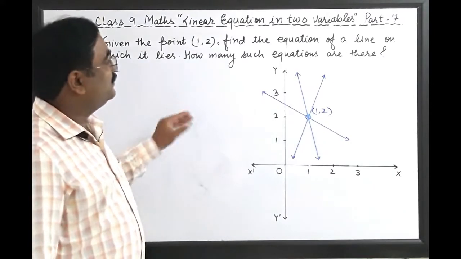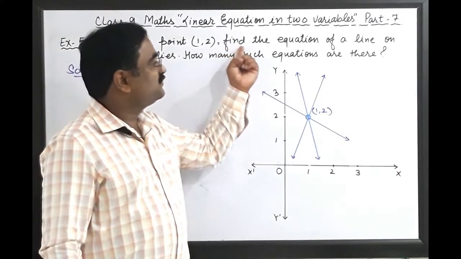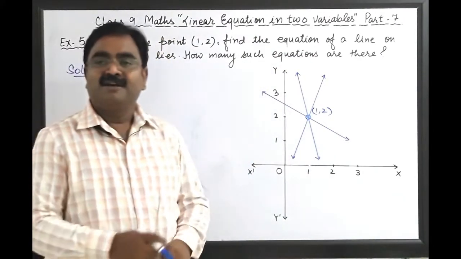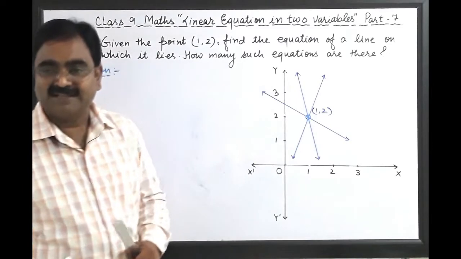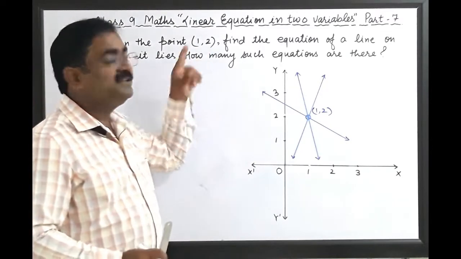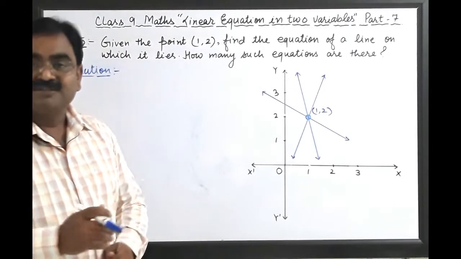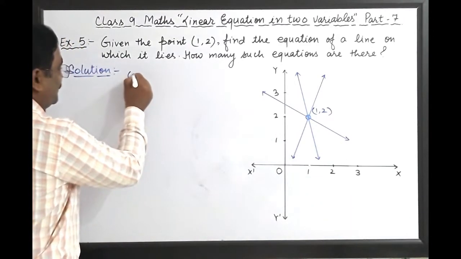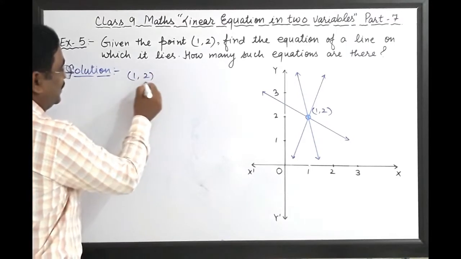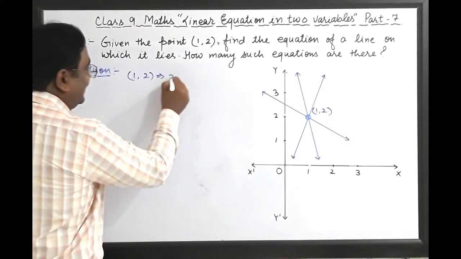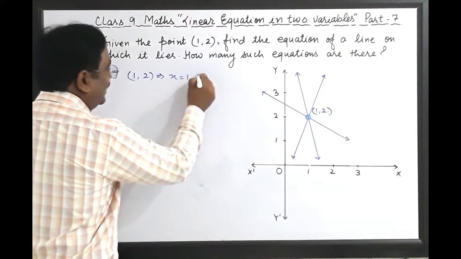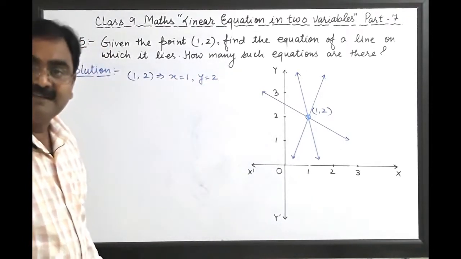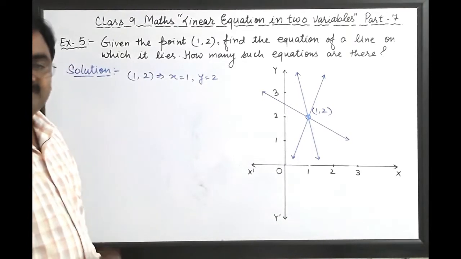Chalo. Afterwards, the other question is: find the equation of a line on which it lies. We have to tell the equations of some lines on which this point should lie. So let us take this point. Your point is (1, 2). This implies that x is equal to 1 and y is equal to 2. This implies that the value of x is 1 and the value of y is 2.